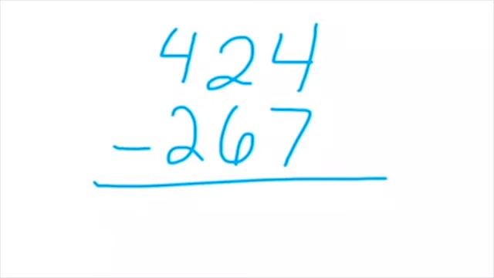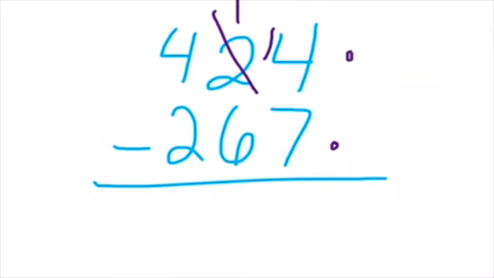Just like before, I need to start with my ones place, always. And I'm asking myself, is there more on top or more on the floor? There's more on the floor because 4 is less than 7. So I have to go next door and get some more. I have to take a 10 away from that 2 and give it to the 4 to make 14. And remember, now that I took 1 away from 2, I have to have a 1 up here now. That's why I crossed it off.